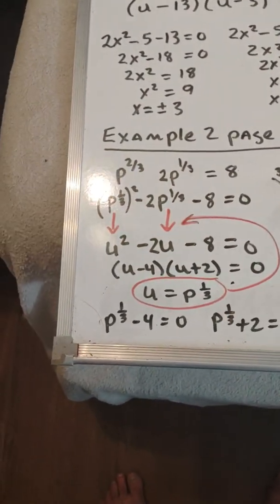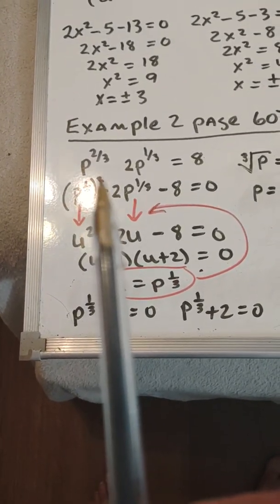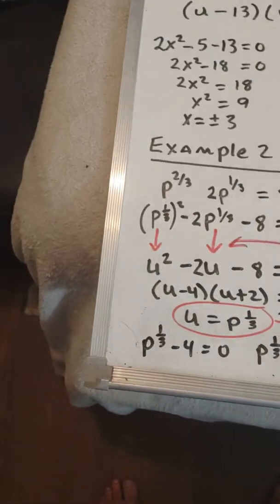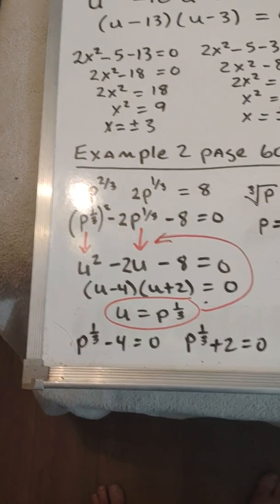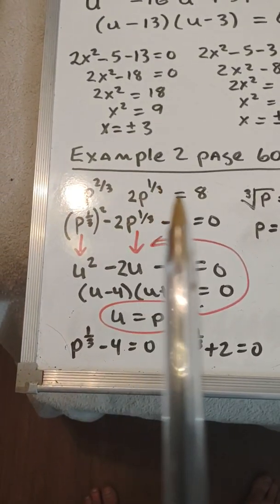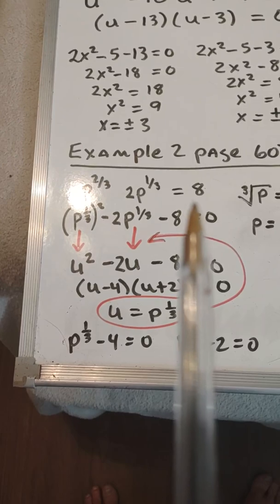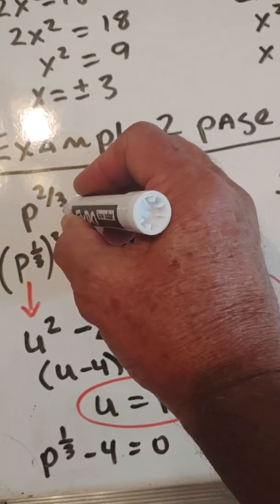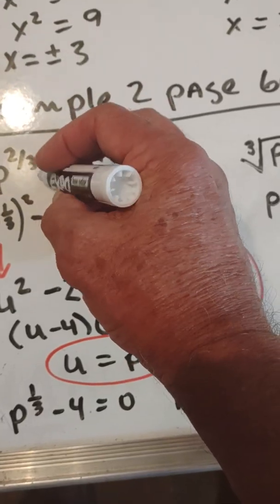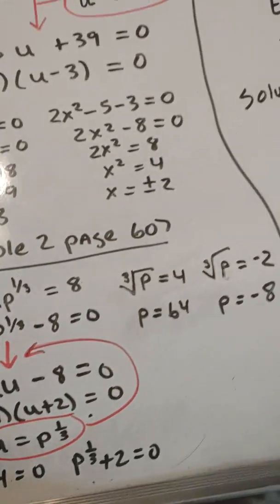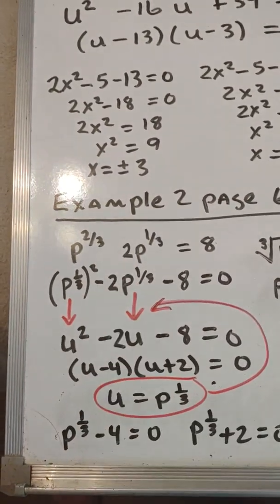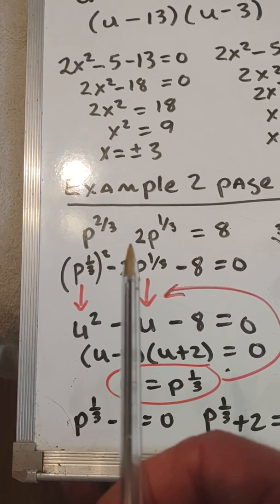Okay. First of all, starting on this side, it says p to the 2/3. Oh, I forgot the sign there. That should be a minus sign there. p^(2/3) − 2p^(1/3) = 8. So we do a couple of different things here. Make sure you understand there should be a minus here.